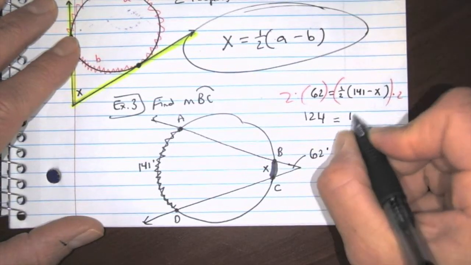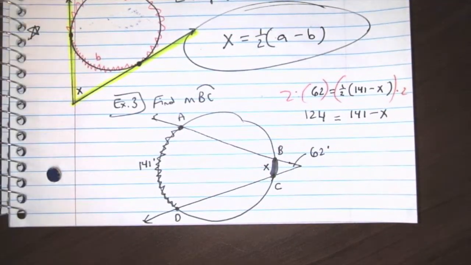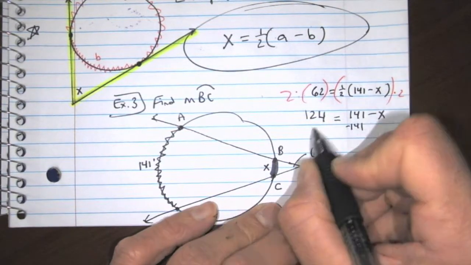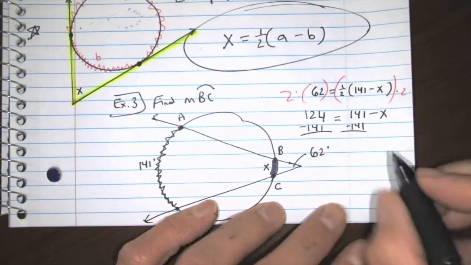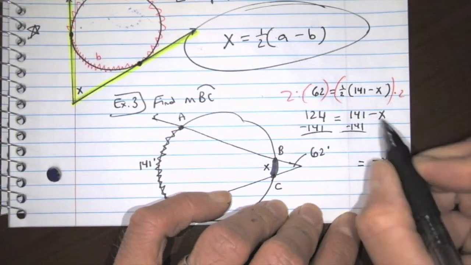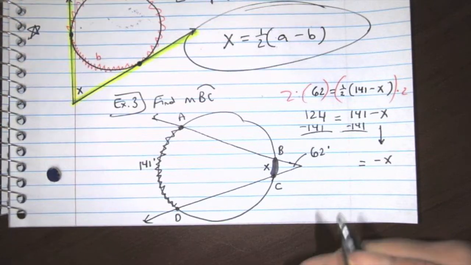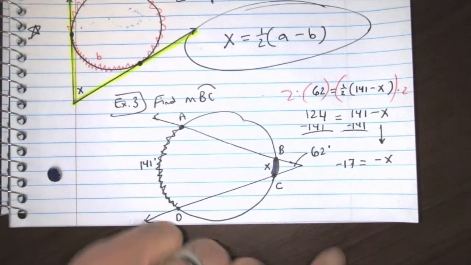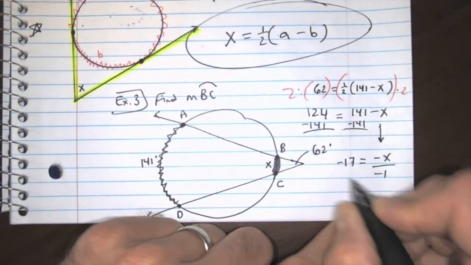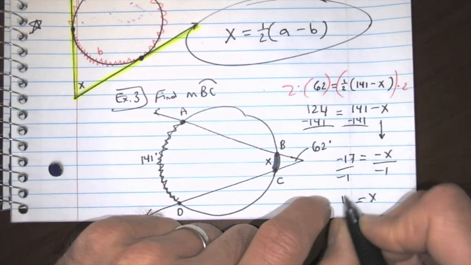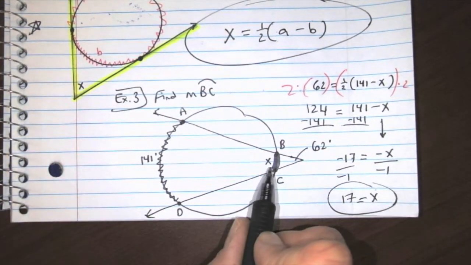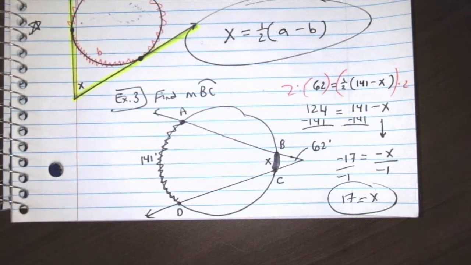124 equals 141 minus x. And if we subtract 141 on both sides, what is that, a negative number? That's okay because you have a negative x on this side. Negative x comes down. 124 minus 141, what is that, a negative 17? And then if you divide both sides by -1, you get x equals 17. Folks, that little guy, that little arc, is a 17-degree angle.